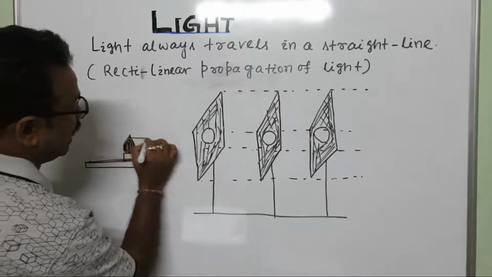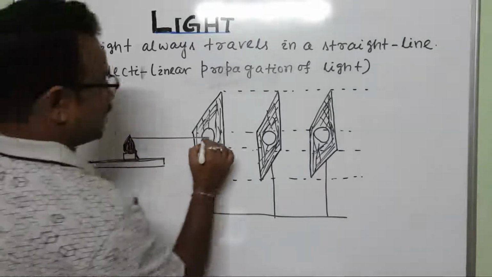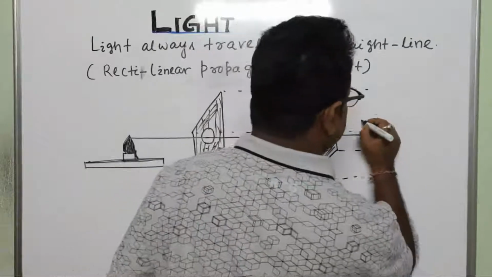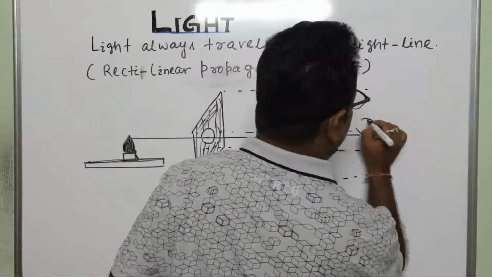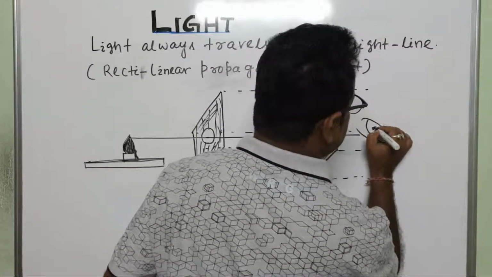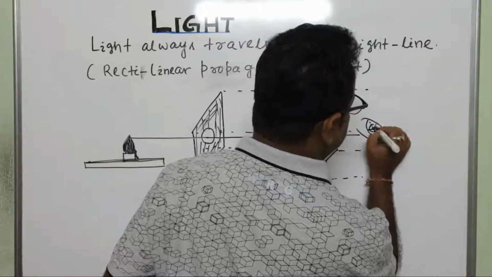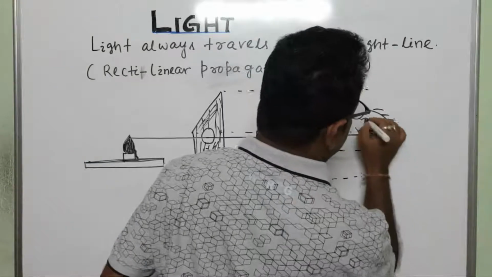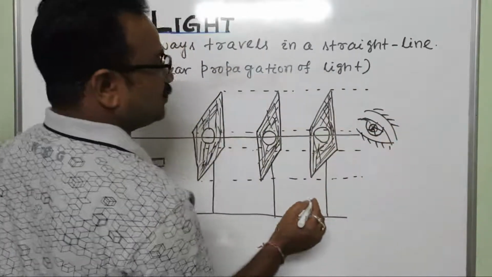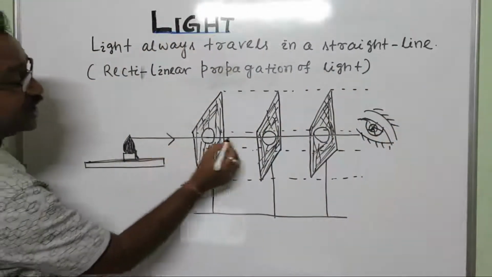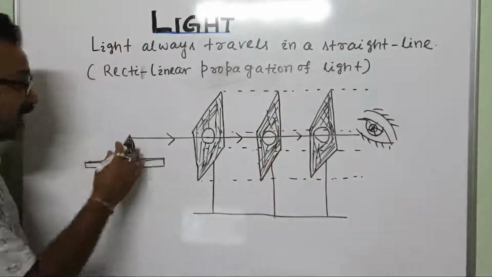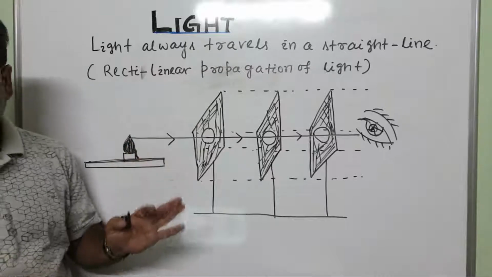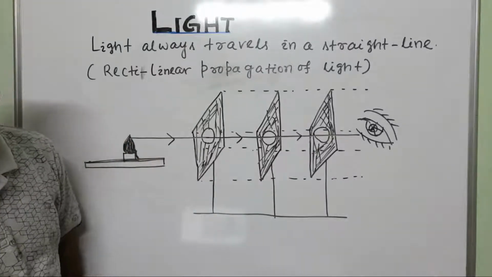So light is traveling in a straight line. If the position of your eye is here, then we are able to see the light of the candle.